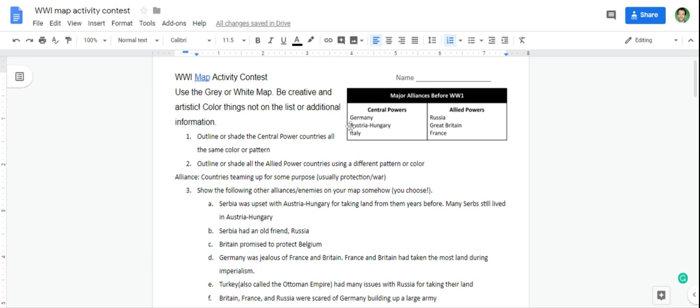So you're going to look at these central powers, and let's say you choose blue. So Germany, outline it blue. Austria-Hungary, outline it blue. Italy, outline it blue. And they're called the central powers because you will find them right in the middle of Europe on your map.